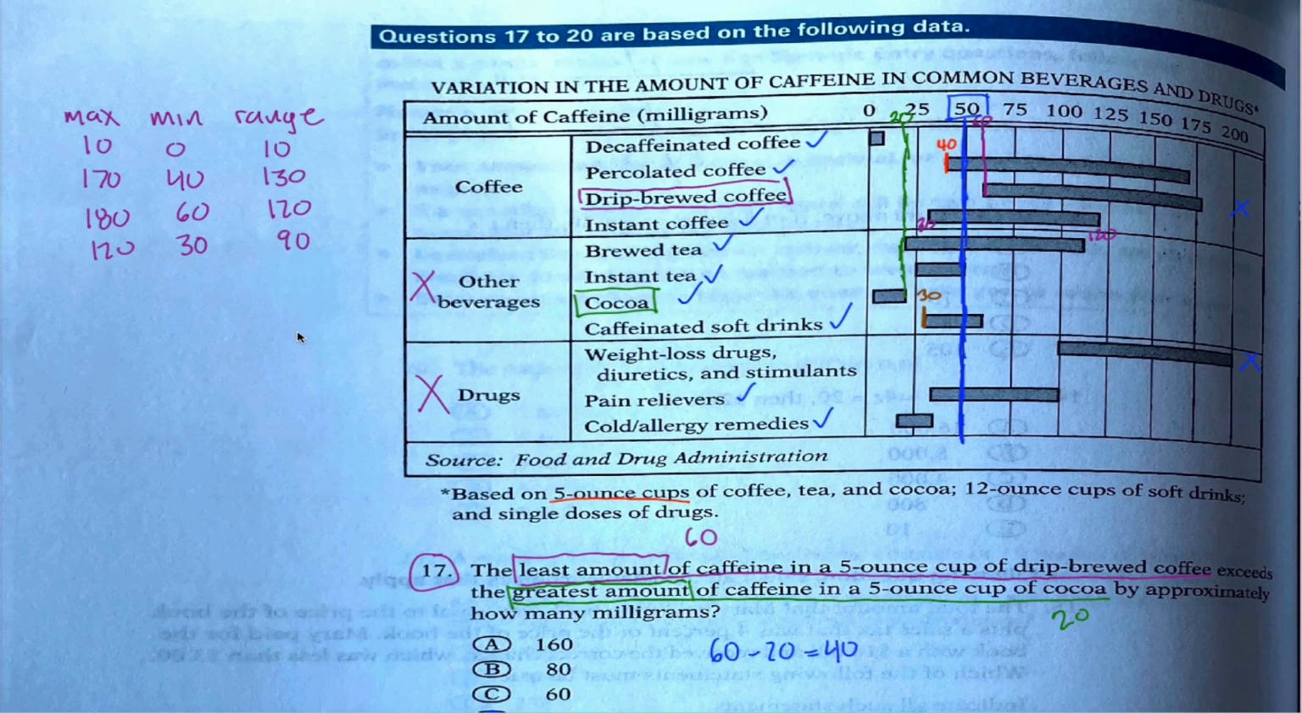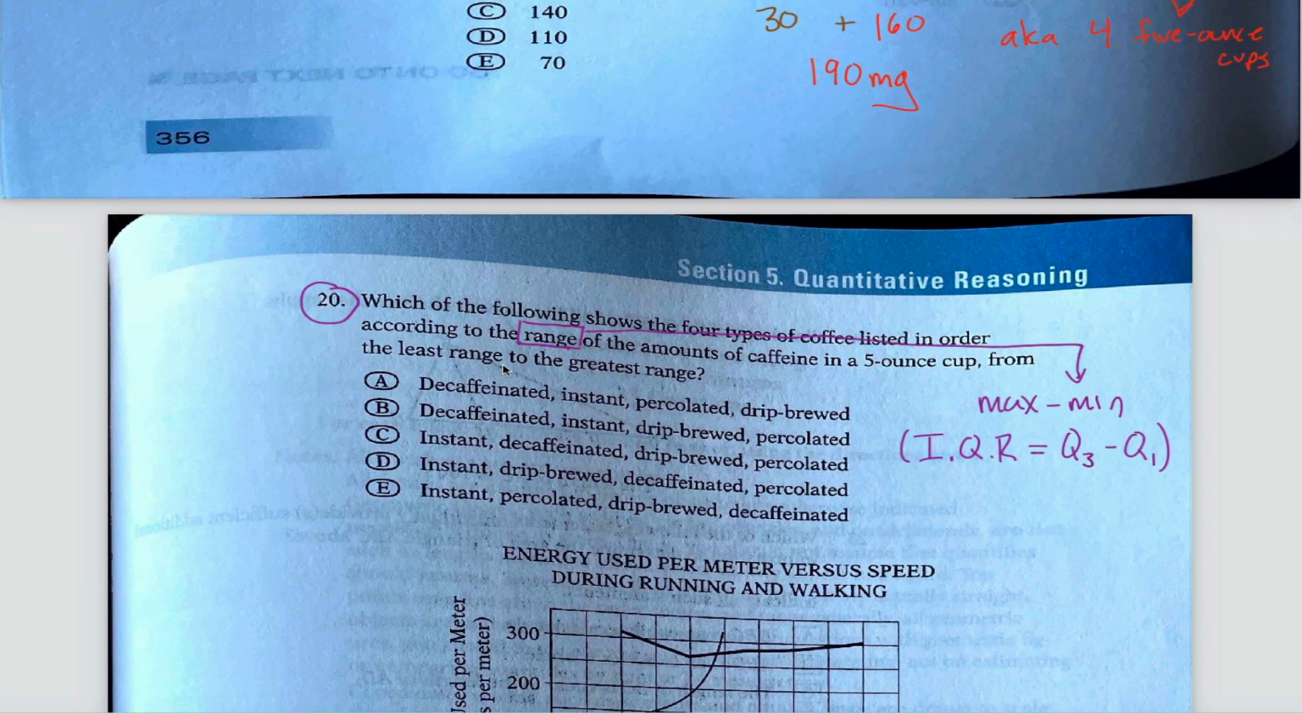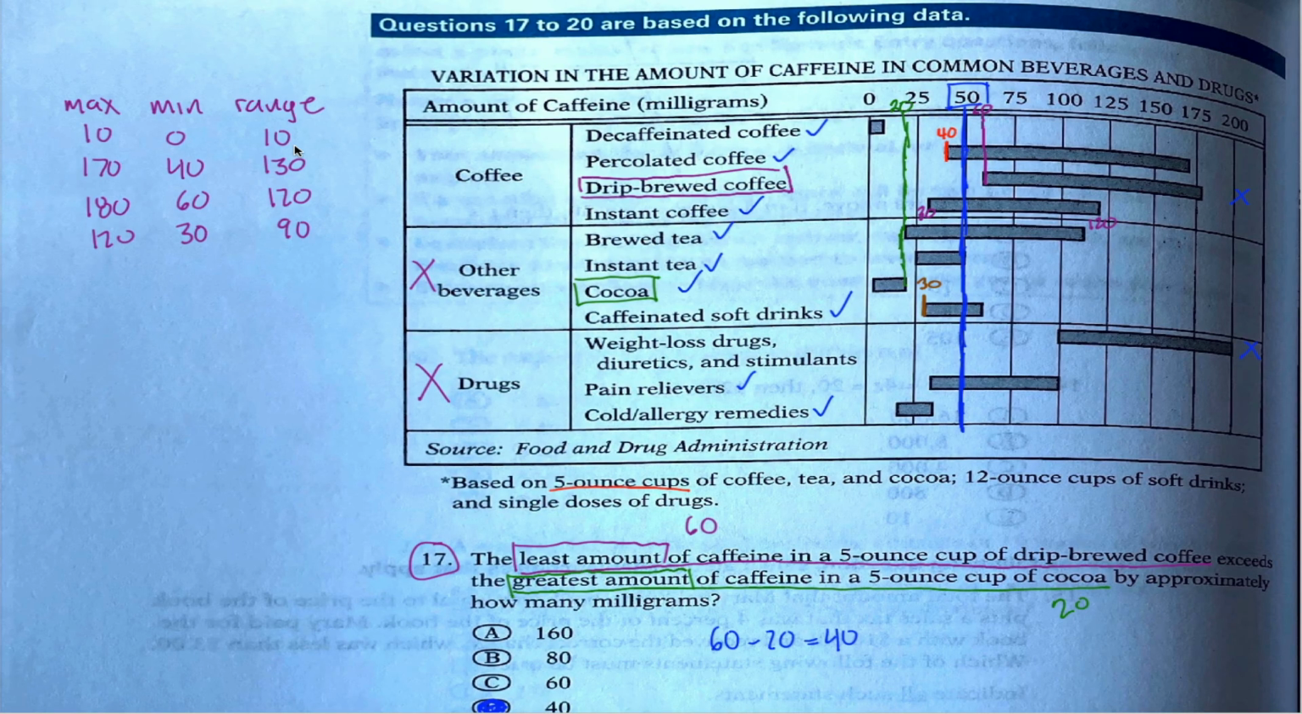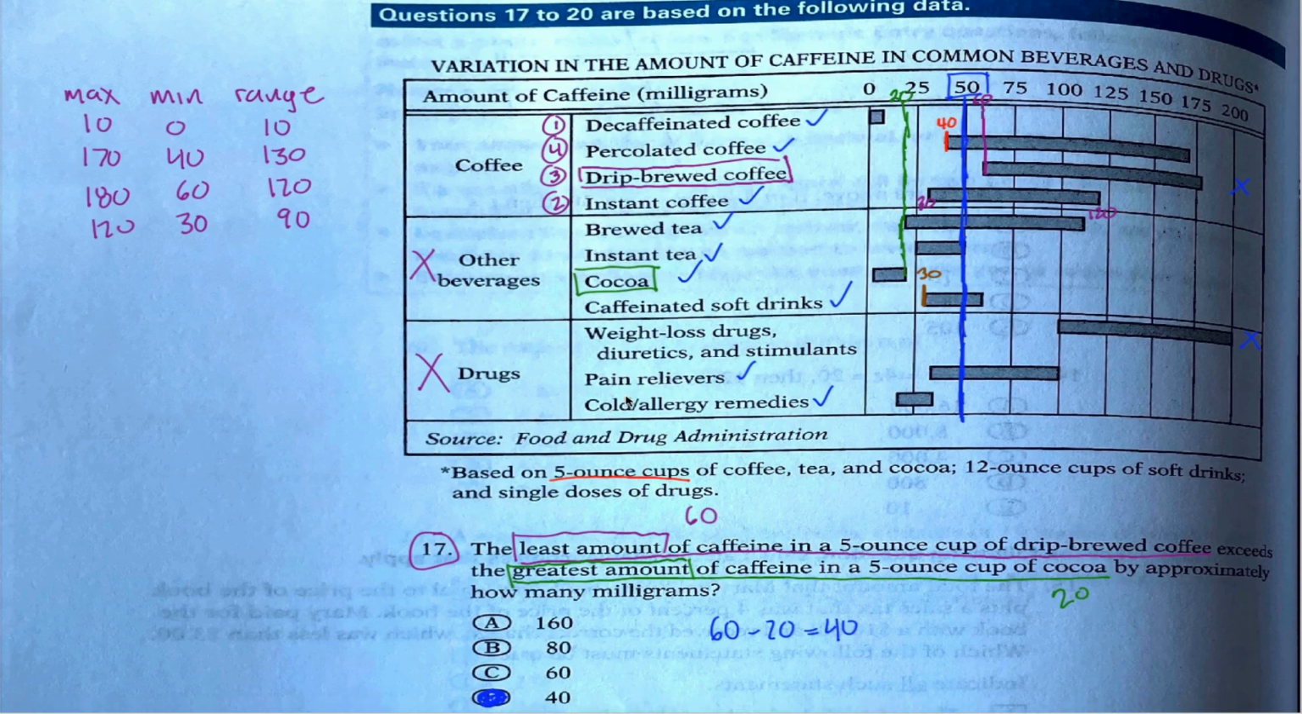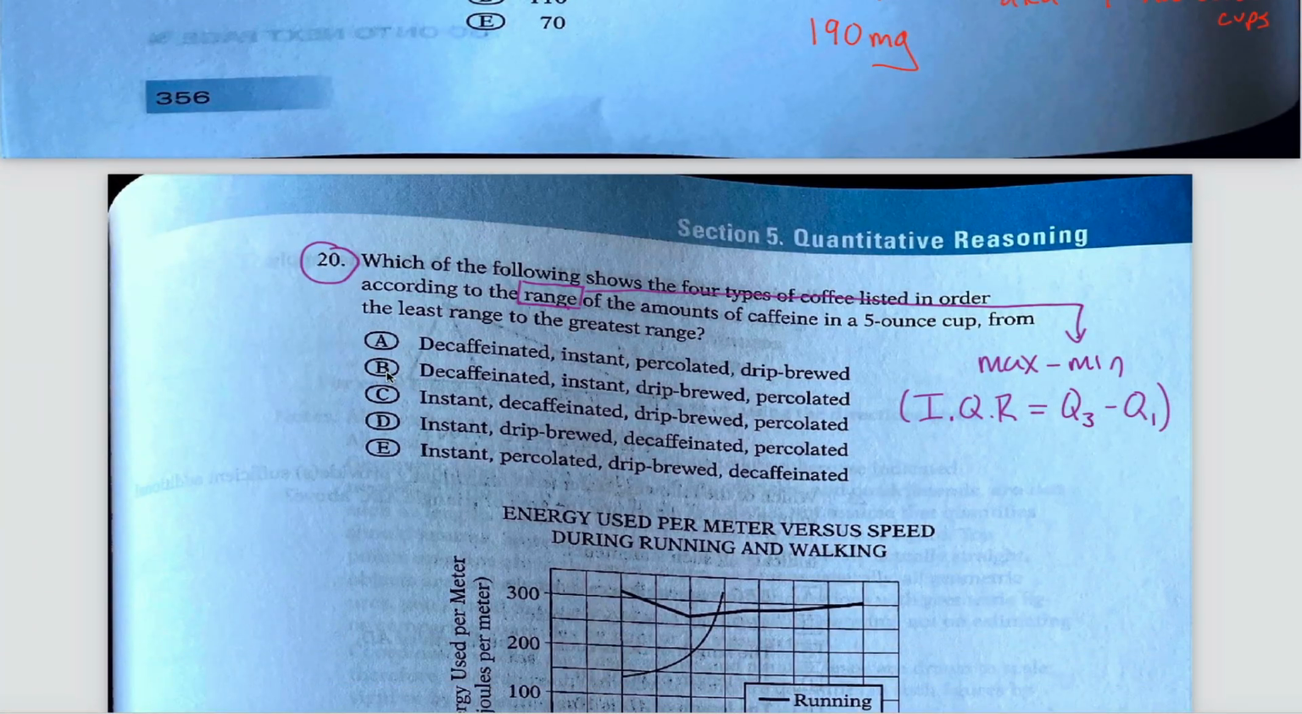I've calculated the range for each of these drinks. Coming back over here, it wants the least range to the greatest range. So I guess really the winner is the one with the least range, which would be decaffeinated coffee. Second place would be the second least range, which would be instant coffee. Third place would be the third least range, which would be the drip brew. And finishing in last place would be the one with the greatest range, which is the percolated coffee. So the answer to the question is decaf, instant, drip, percolated. Looks like that's answer B.